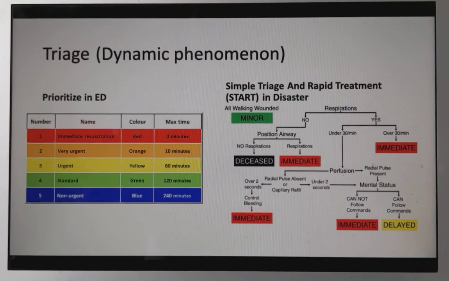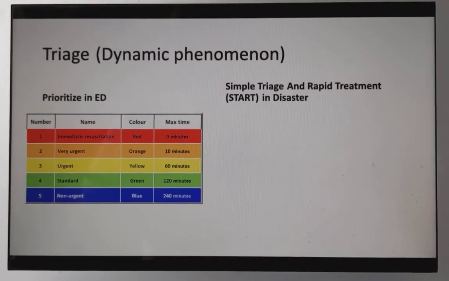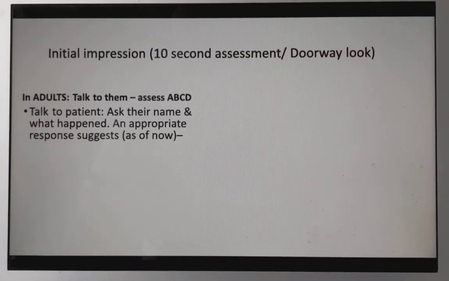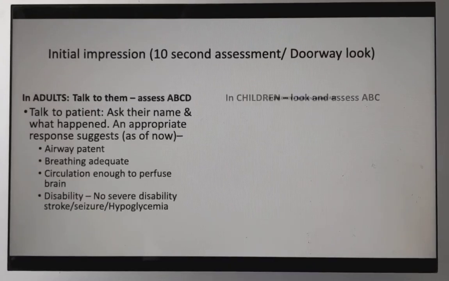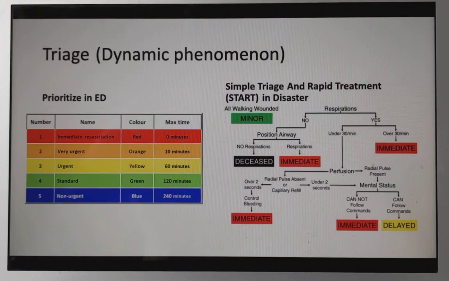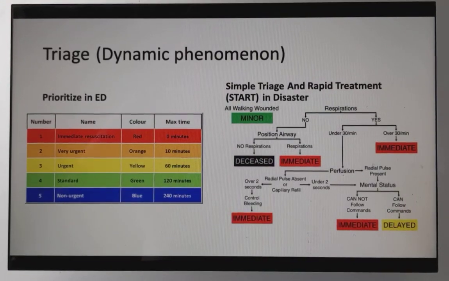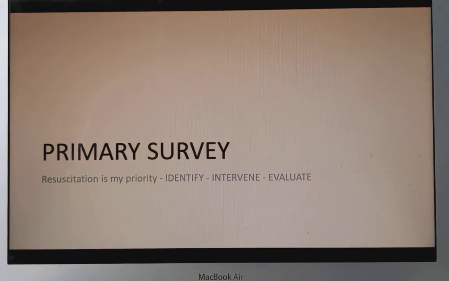So having said that, now we will move on. We have talked about the initial impression, and we have understood how to prioritize patients and identify an emergency based on an initial impression. And once we have identified that the person is unstable and needs immediate treatment, we move on to the primary survey. Right. So now we will move on to the primary survey.